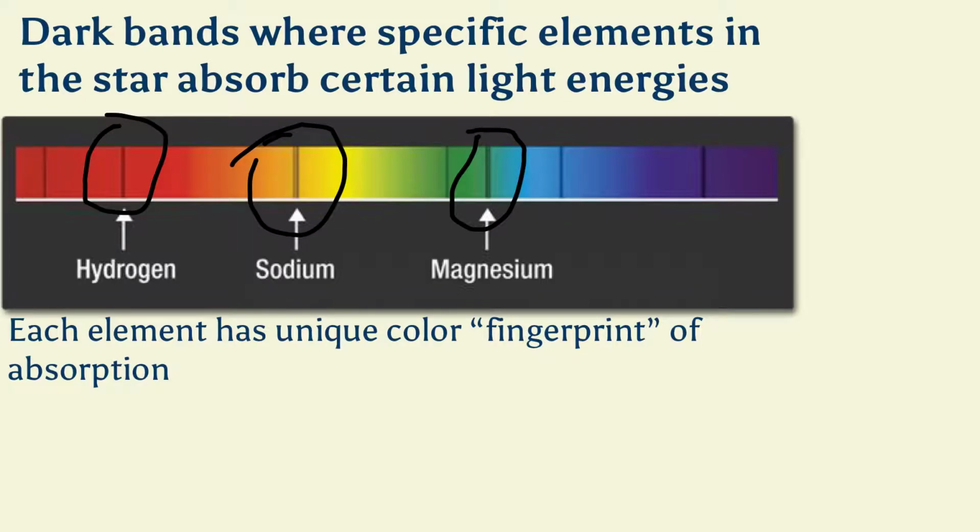You don't need to understand all of the science of why that is true for our discussion, but just keep in mind that each element has a unique kind of color fingerprint of absorption. So different elements like hydrogen, sodium, and magnesium would result in a different color band and absorption band. For our discussion, that's all you really need to know.